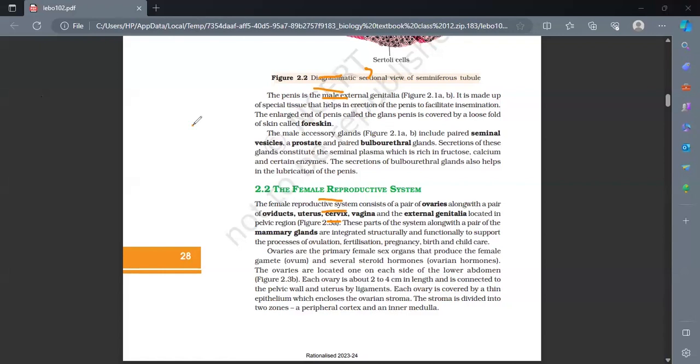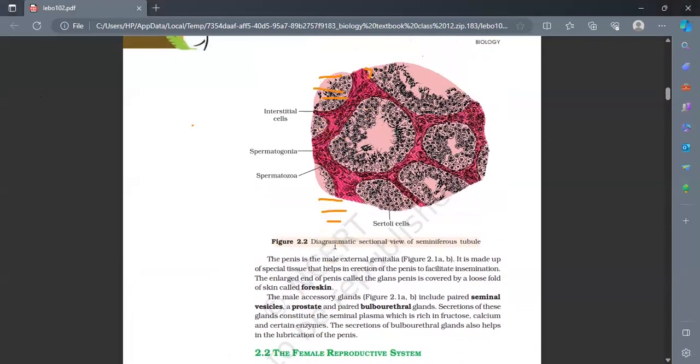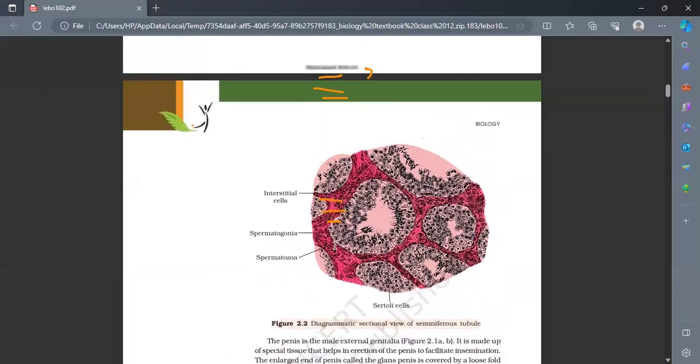So what we discussed right now about the type of cells present. Okay, we talked about the seminiferous tubule. We talked about the Sertoli cells. We talked about the male germ cells. We talked about the interstitial cells that are just surrounding these Sertoli cells and the male germ cells. Okay, and what is the role of the interstitial cell? Then we talked about the testes, the rete testis.